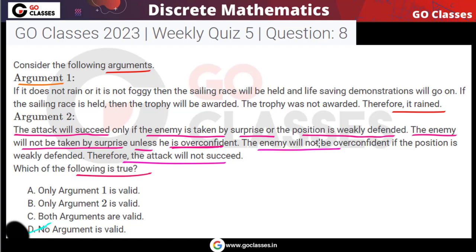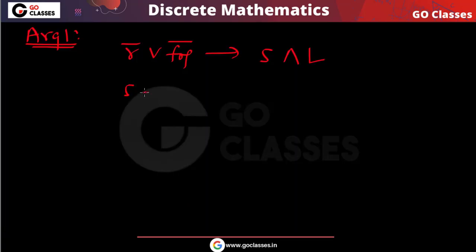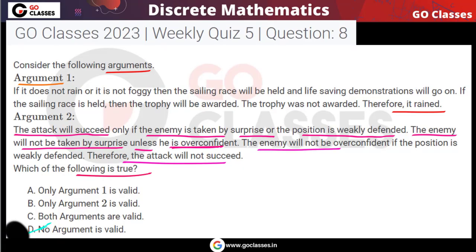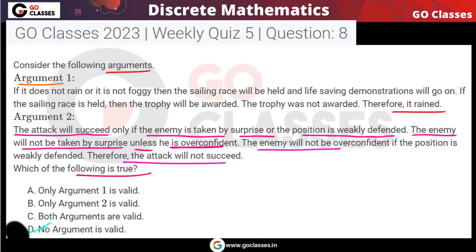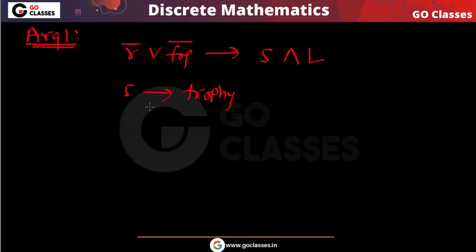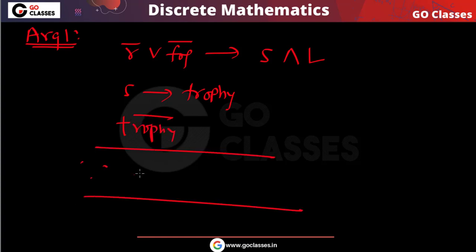Next, if the sailing race is held, then the trophy will be awarded. And next, the trophy was not awarded, hence it rained. It rained means r. So let's see whether this is a valid argument or not.